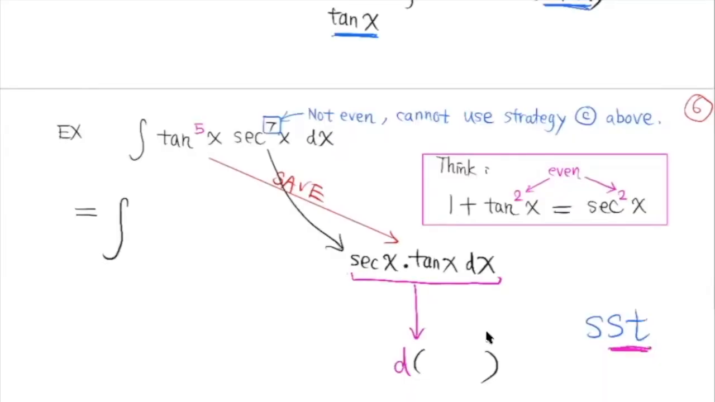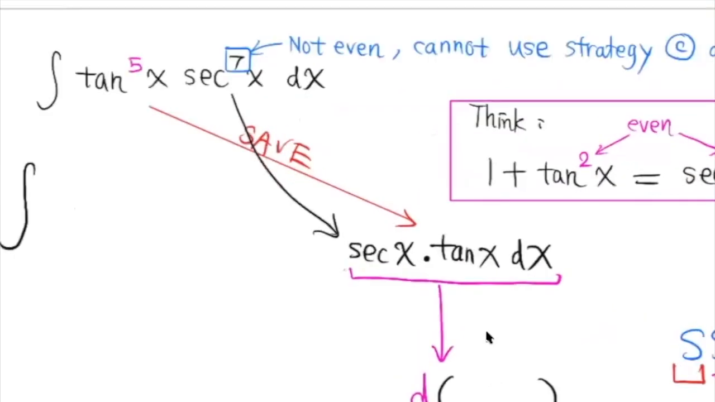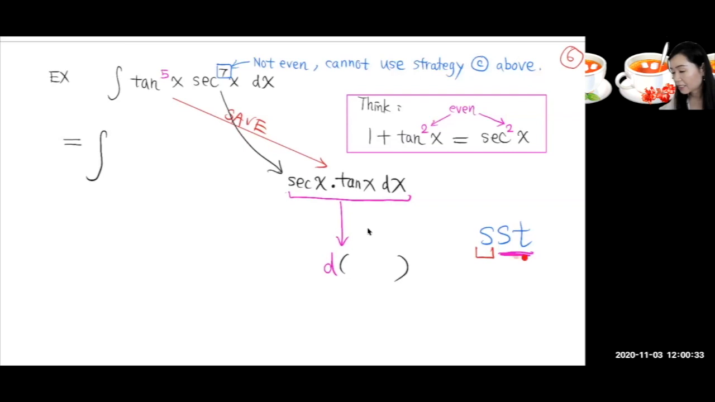The regular secant? Yeah, just regular secant, right? The derivative of secant is secant times tangent. So this is just a regular secant x, and that is going to become d of secant x over here, okay? So we save one tangent x to make the exponent even, but that's not enough. We need to save a friend together with the tangent x. So we save a secant x together with the tangent x dx. That will become d of secant x.